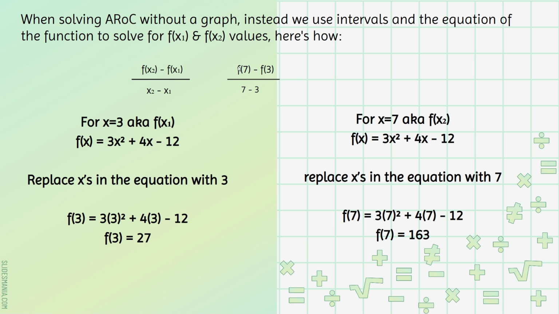Same goes for f of 7. We replace the x's in the function equation with 7, which would give our f of 7 a value of 163. Further evaluated, we get 163 minus 27, and we divide it by 4, which gives us an average rate of change of 34.